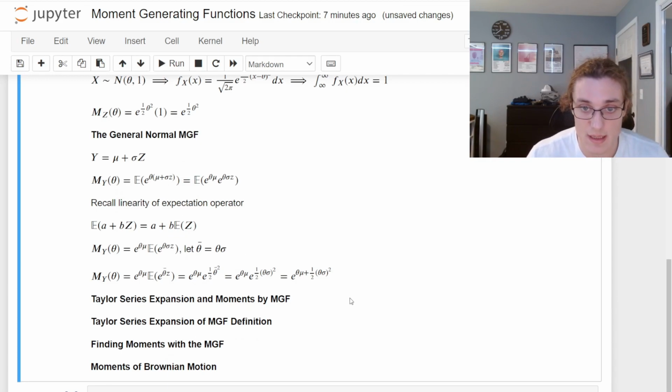So that is a nice and dandy way to find the moment generating function for an arbitrary mean and variance. You can see that it's given by this, and we can even factor that theta out perhaps if we wanted to, but this is probably just an okay way of expressing it here.